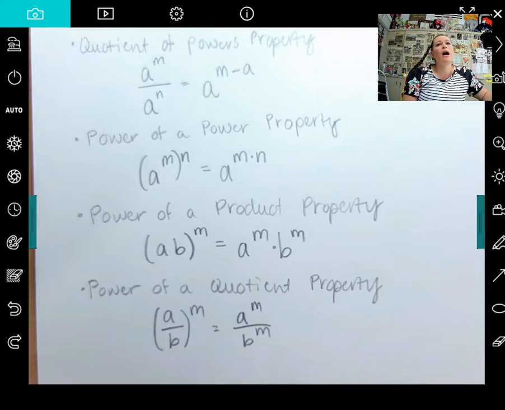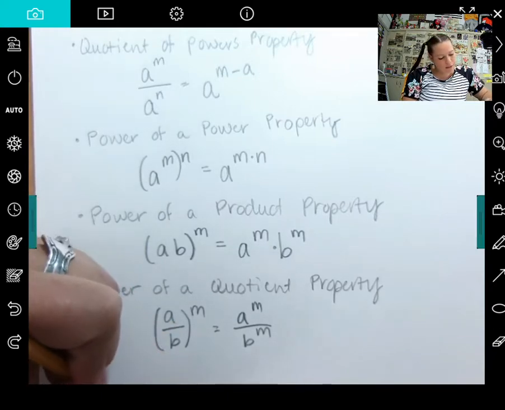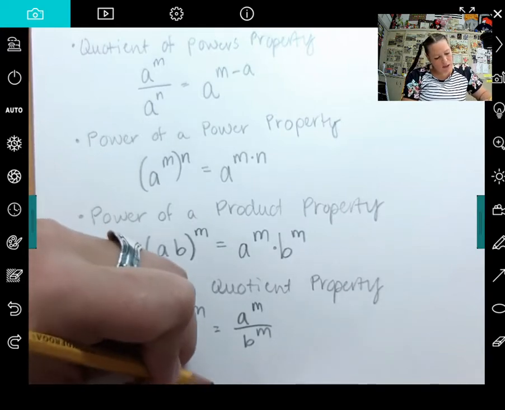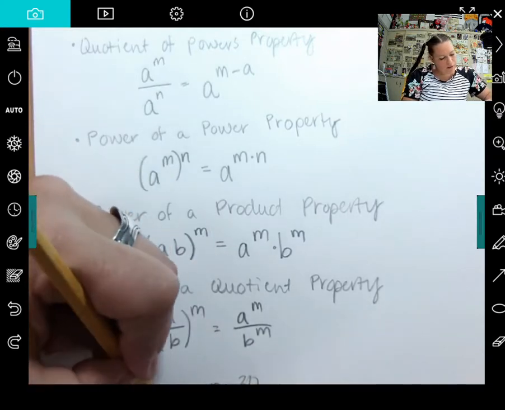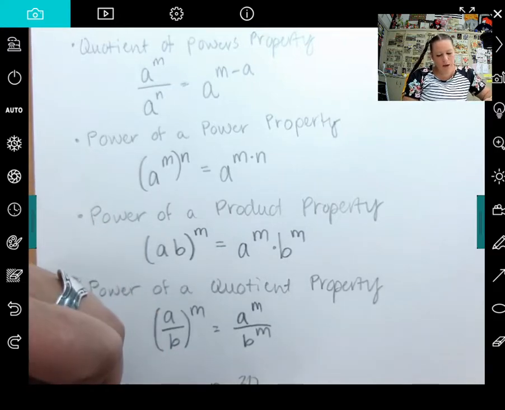Okay, so there's 5 different properties. Now we are going to do some problems that involve using all 5 of these properties. So if you look at example 4 on page 30, we have A, B, C, D that we are going to go over together.